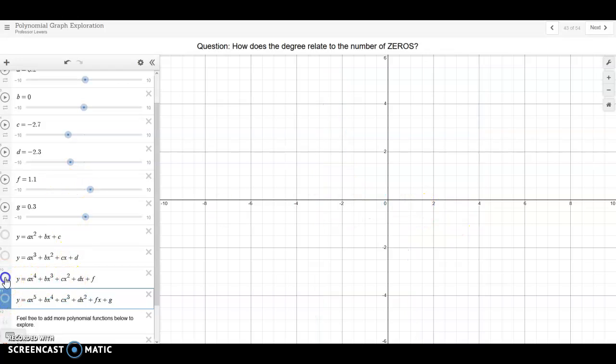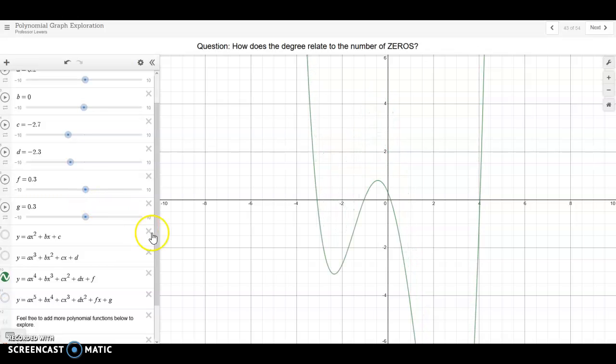Let's look at that fourth degree function now and slide that one around. 1, 2, 3, 4. Right now I have 4. Is there any way to change these numbers to get myself more? Can I get 5 zeros with a fourth degree polynomial? So pause and play around and then go to the next slide to make your observation. And then I'll meet you on slide 44.